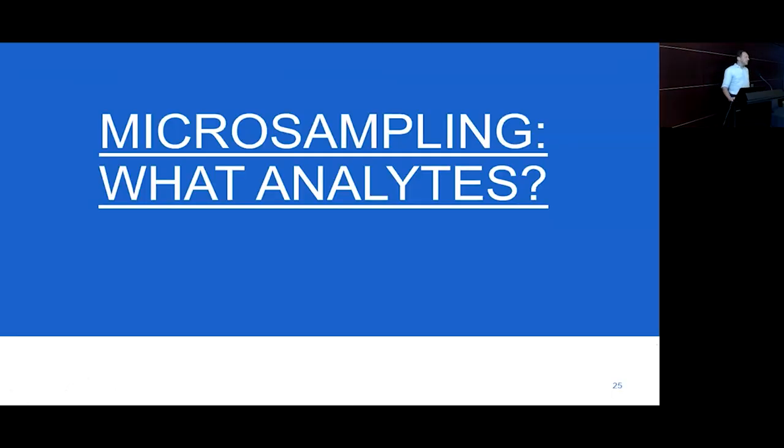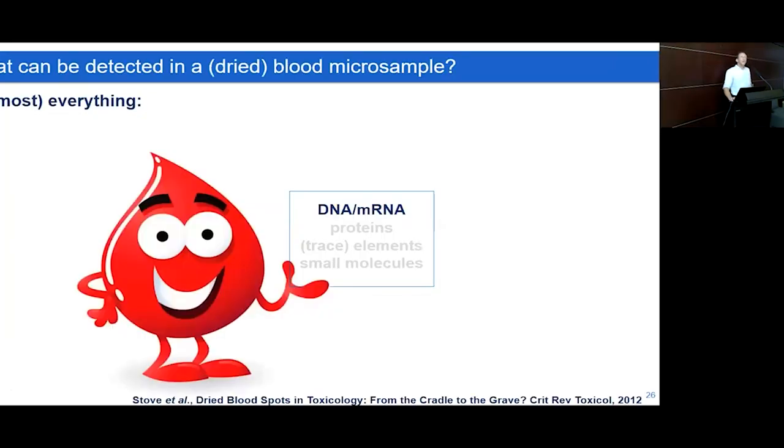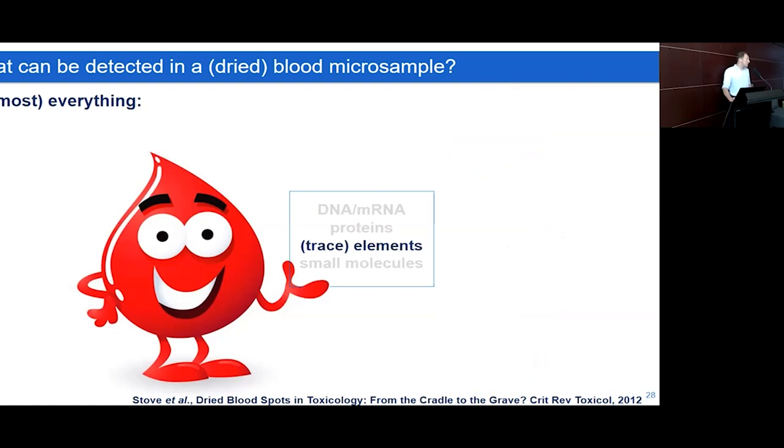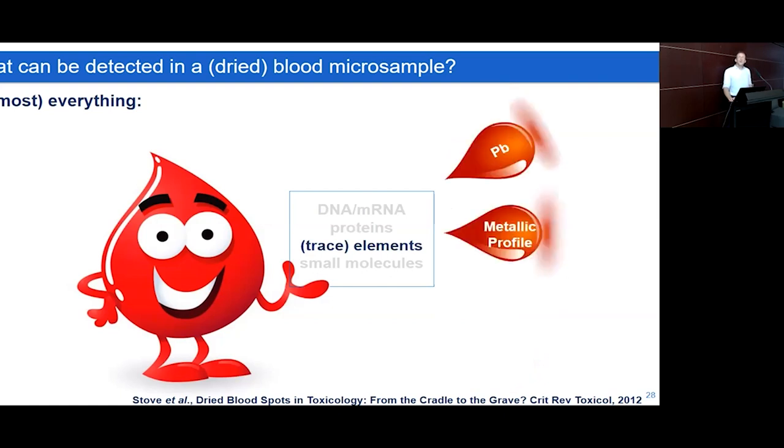So I already elaborated on some analytes, just to give you some idea what can be measured in dried blood spots. I always say practically everything. DNA, mRNA, you can look at expression profiling, viral load monitoring, genotyping, proteins, enzyme activity is possible, antibody titers. There have been massive studies conducted on antibody titers in the SARS-CoV-2 pandemic. Drugs or biologicals can be measured, biomarkers. You can look at trace elements, lead. The metallic profile: we've worked on patients having metal-on-metal prostheses and monitored cobalt in those patients just by a finger prick. Potassium, as I said.